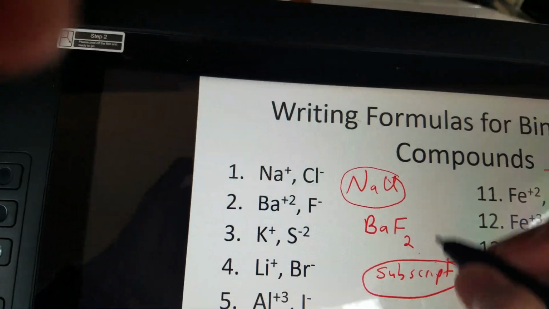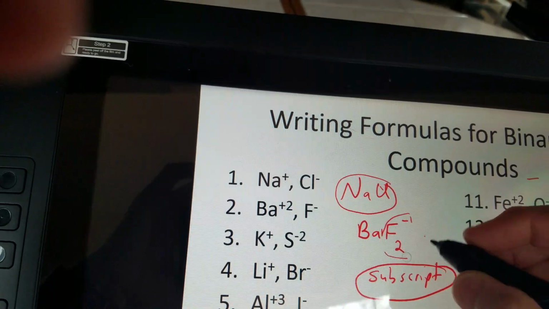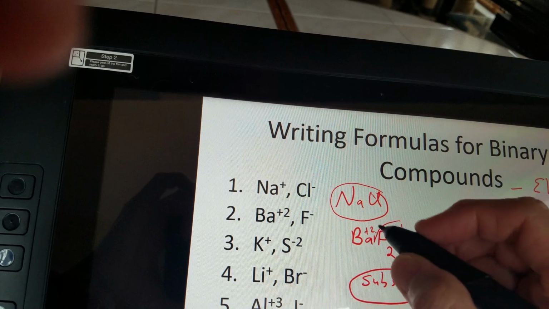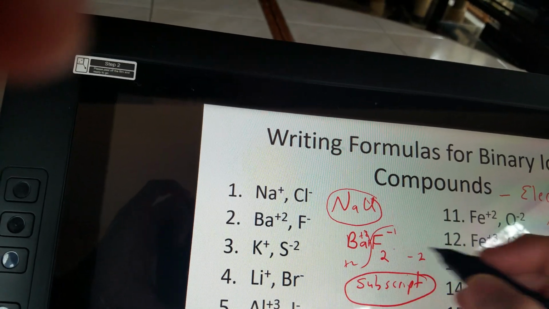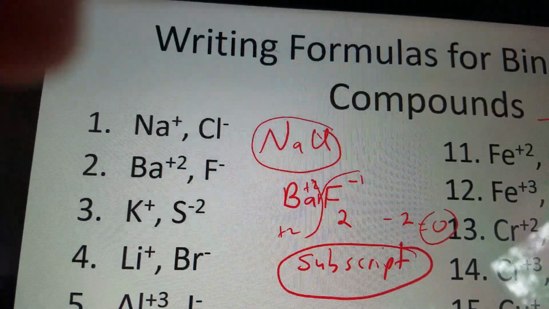So again, if I kind of look back at this, if this has a -1 charge, then this whole half would have a -2 charge. If barium has a +2 charge, and there's only one of them, so this whole half would be a +2. If I add that together, I'd get a 0 overall charge.